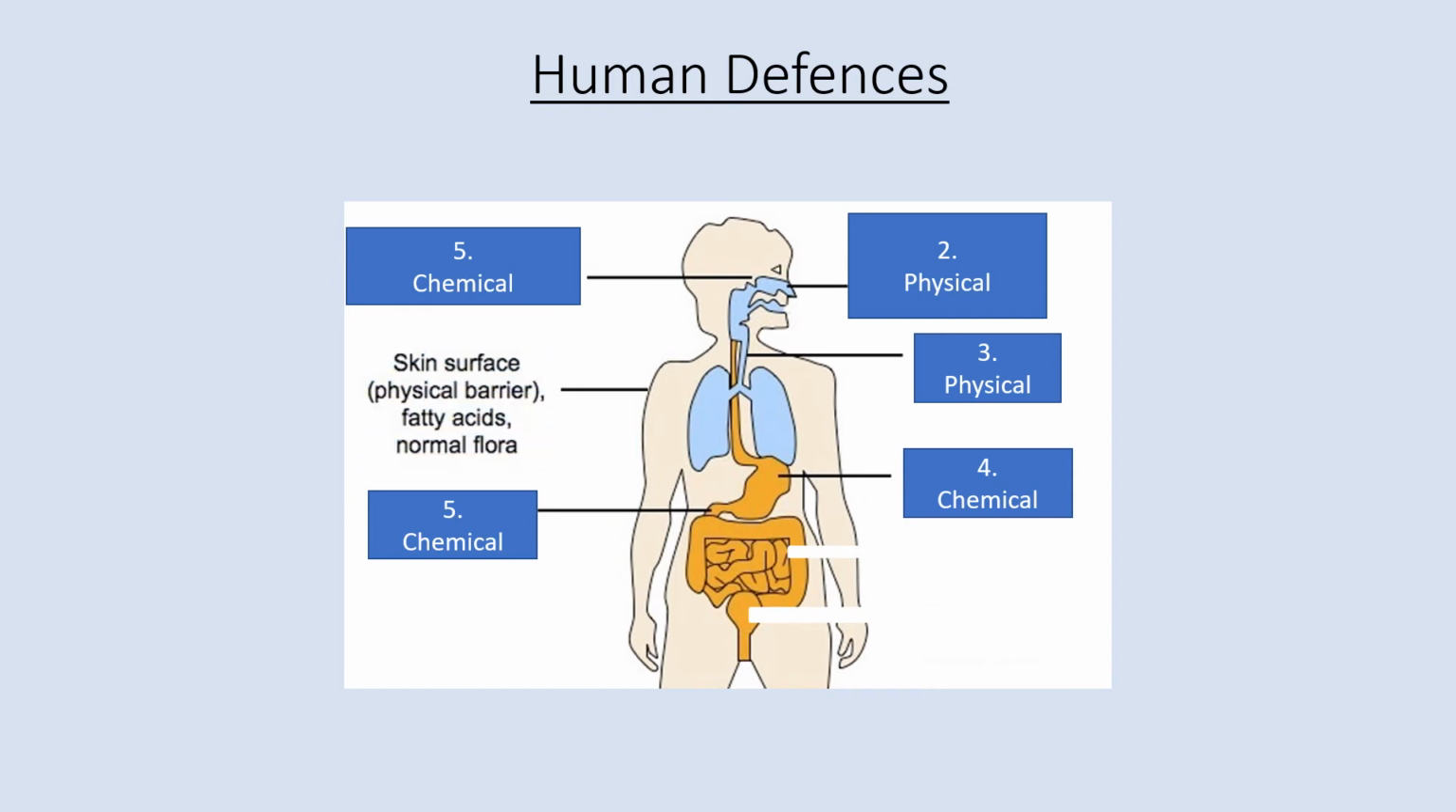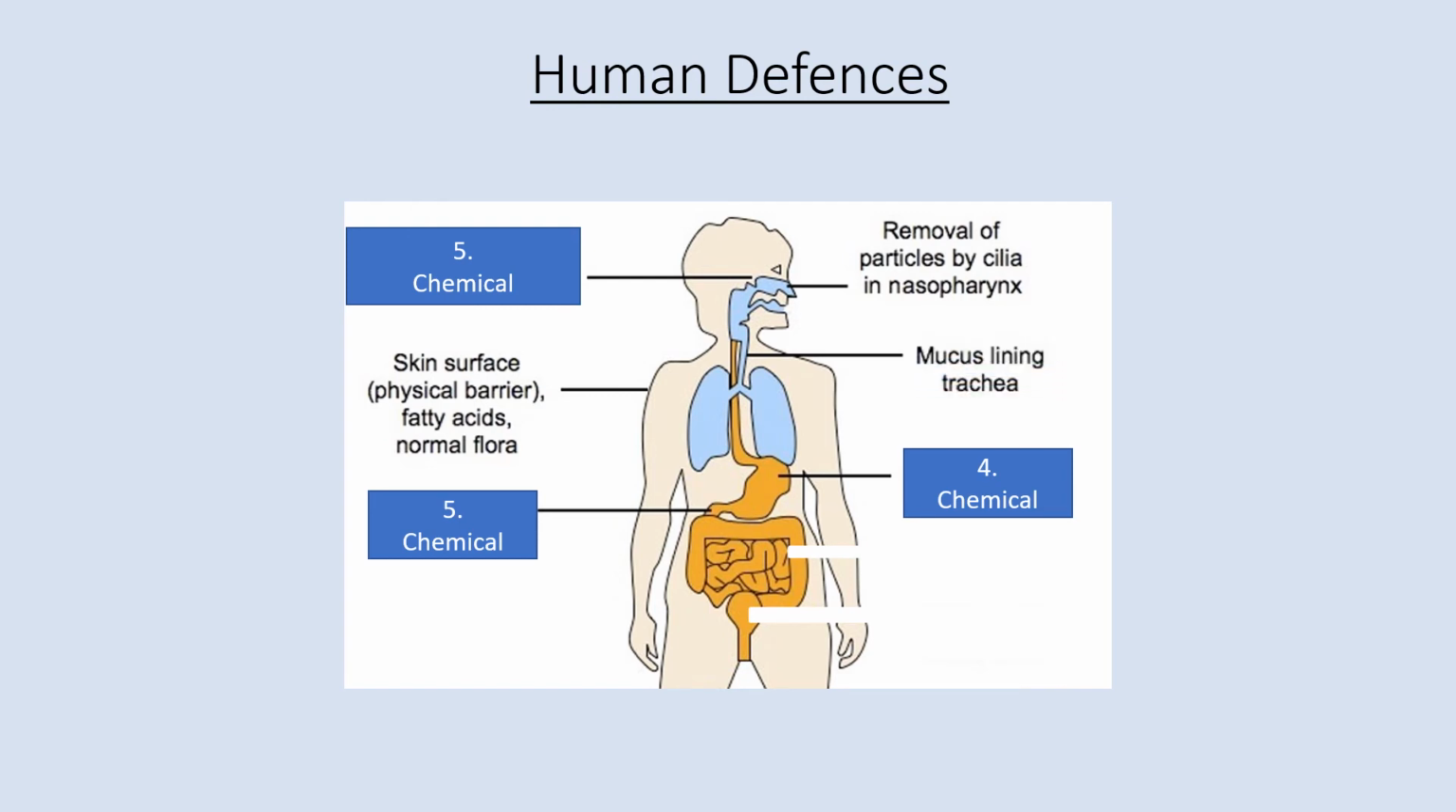Yes, you are correct. It is, of course, skin. Number 2, what is the physical barrier? Yes, well done. It is the cilia in the nasolarynx, your nose, basically. Number 3, what's the physical barrier? Yes, very good. It is the mucous lining of the trachea. Number 4, what's the chemical barrier this time? Yes, very good. It is, of course, the stomach.